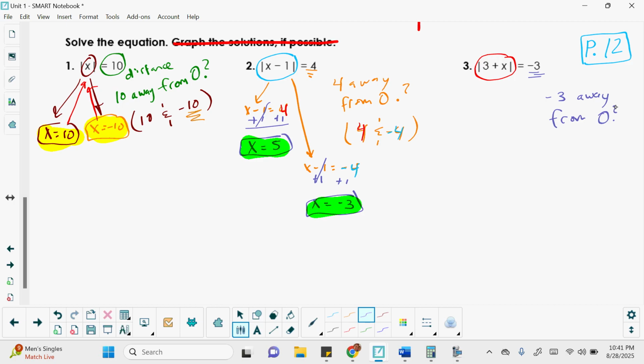Many of you are probably screaming at the computer, you can't do that. You can't have a negative distance. Remember, this is distance. You cannot have a negative distance. So when your absolute value is set equal to a negative number, there is no solution. As long as your absolute value is all alone and set equal to a negative number, your answer is no solution. There's no value that we can get.